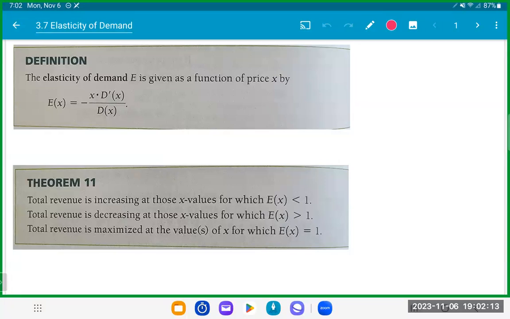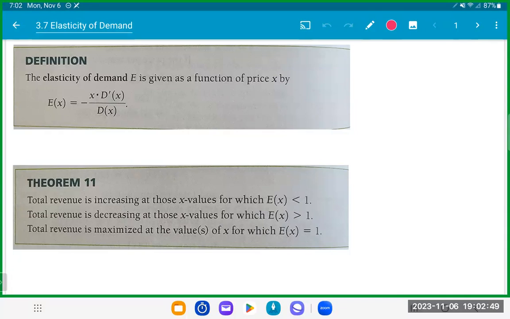Okay. And so our elasticity of demand is denoted with the capital letter E there. And it's given by the function in terms of the price of x, right? So that's saying the elasticity given a particular x is really just negative x times the derivative of our demand function divided by our demand function, okay?